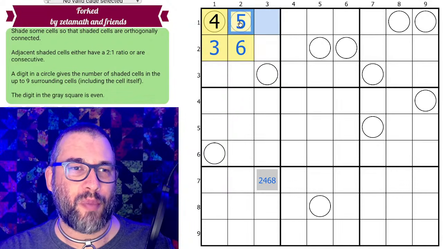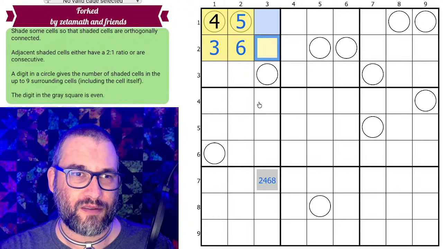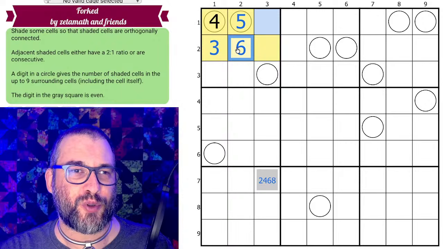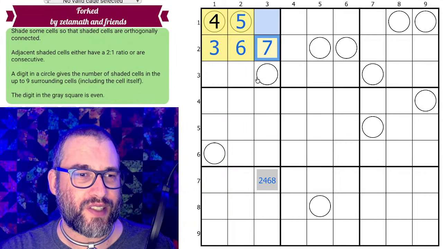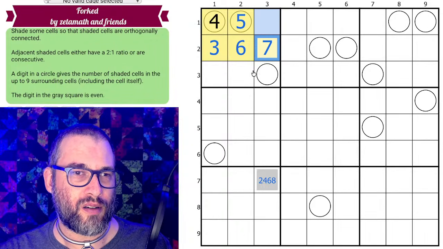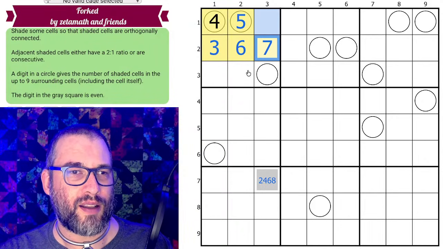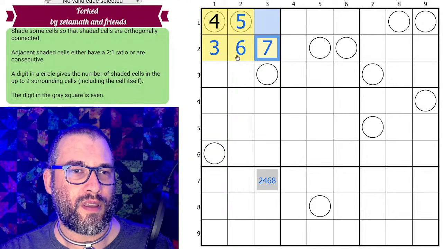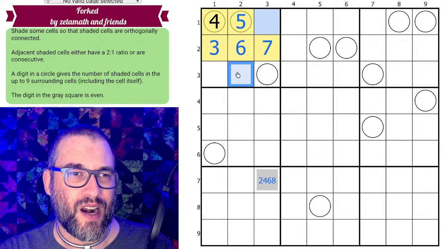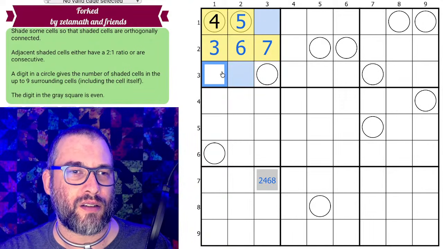Okay. So by this 5, this has to be shaded. And this is a relationship with 6. It's not 5 or 3, so it's 7. This, I think if it's shaded, it's not 3, 5, or 7. So there's nothing for it to be shaded. So it is not shaded. This can be shaded if it's a 2.